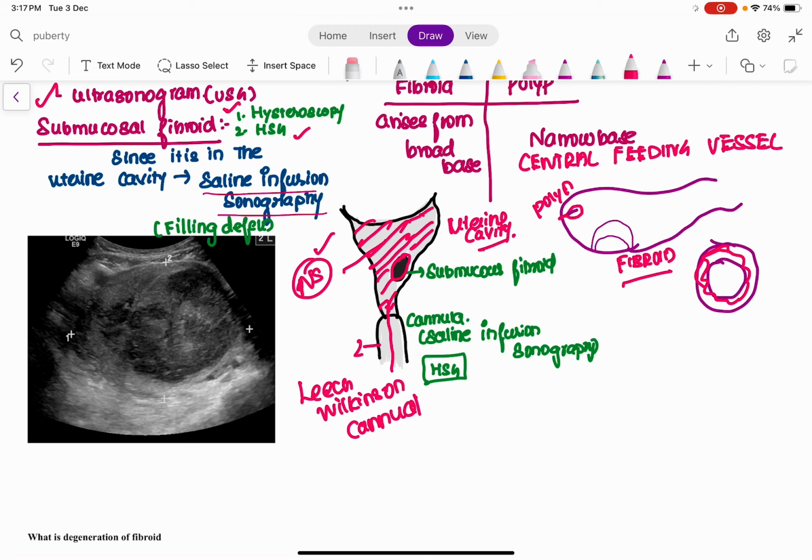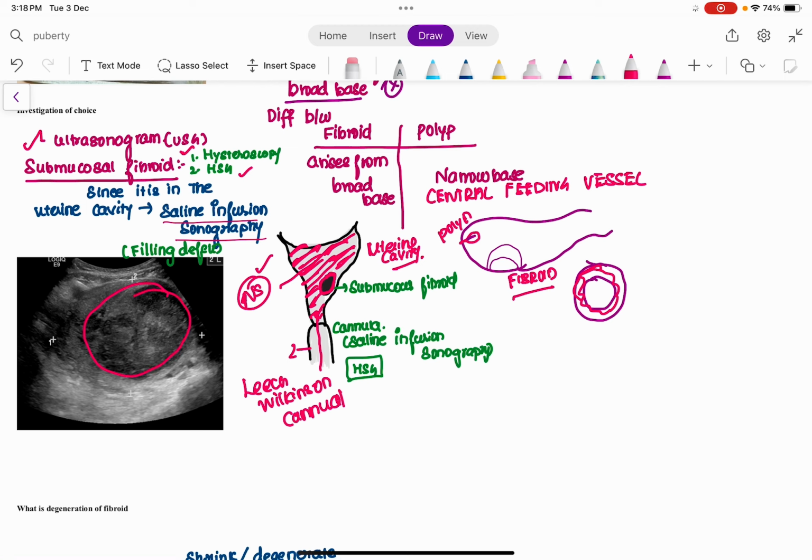So this procedure is called saline infusion sonography. Basically, you do the ultrasound, and while doing the ultrasound itself, you inject the normal saline with the help of the Leach-Wilkinson cannula, which is inserted through the vagina of the female. As you inject the normal saline, this saline has to evenly fill the uterine endometrium. If the saline is not filling one particular part, that part could be a submucosal fibroid situated in the uterine cavity. As you can see here, the entire part of the uterus is filled with normal saline except this one part. So this one circular part which has a whorled appearance, situated in the uterine cavity, is the submucosal fibroid, right? Yes.